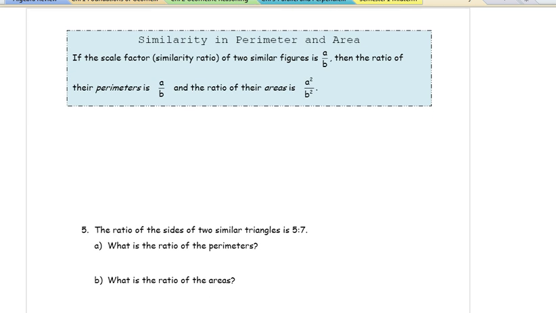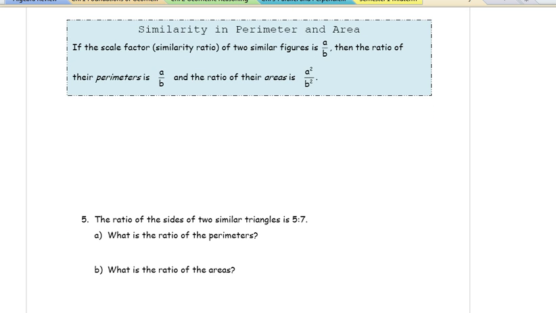Alright, similarity in perimeter and area. Okay. If the scale factor, or the similarity ratio of two similar figures is A to B, then the ratio of their perimeters is A over B, and the ratio of their areas is A squared over B squared. So perimeter stays the same, the ratio stays the same. The areas is squared, and I'll show you why here in a second.